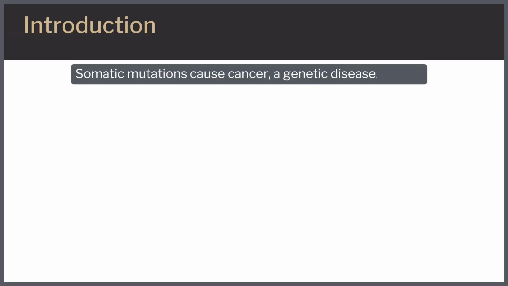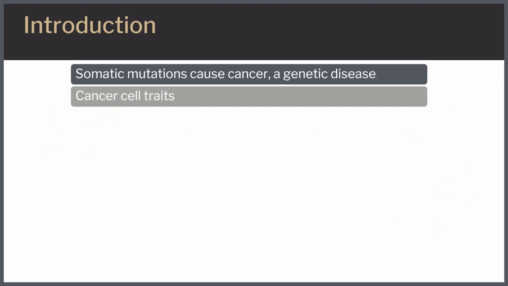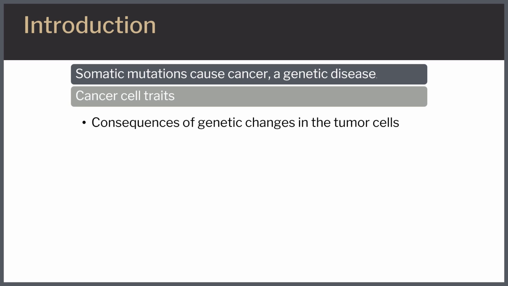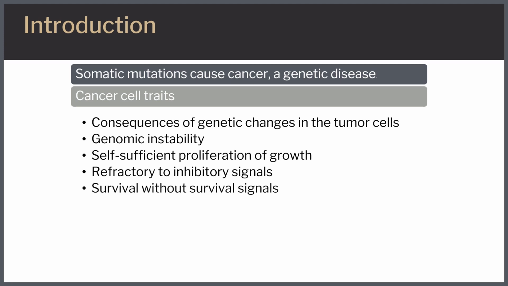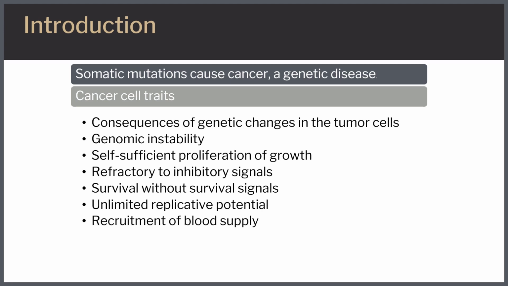Somatic mutations can occur in any of the cells of the body except the germ cells, sperm and egg, and therefore are not passed on to children. The traits of cancer cells are consequences of genetic changes in the tumor cells: genomic instability, self-sufficient proliferation of growth, refractory to inhibitory signals, survival without survival signals, unlimited replicative potential, recruitment of blood supply, invasion and metastasis.